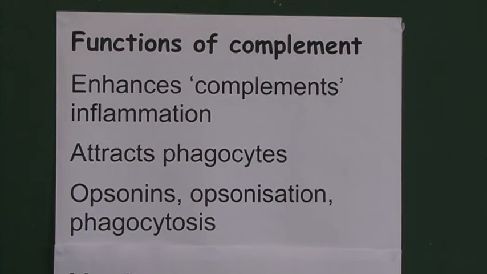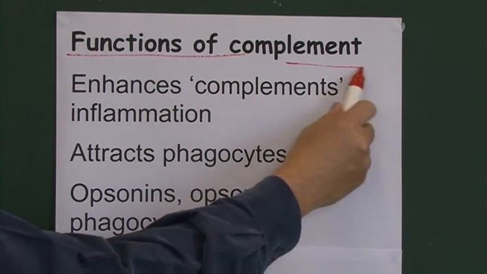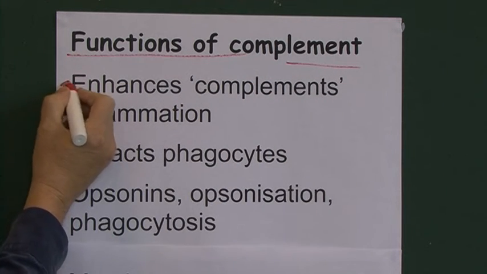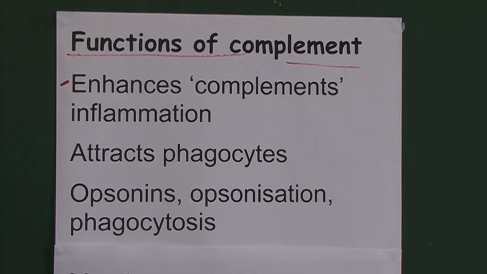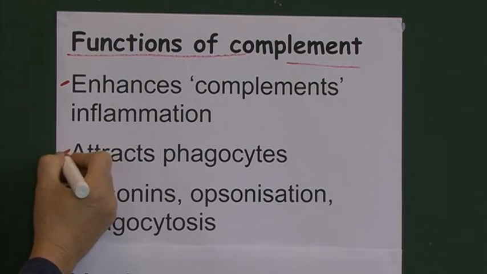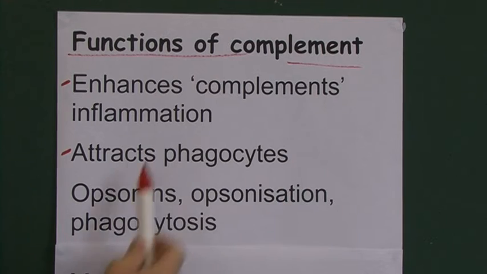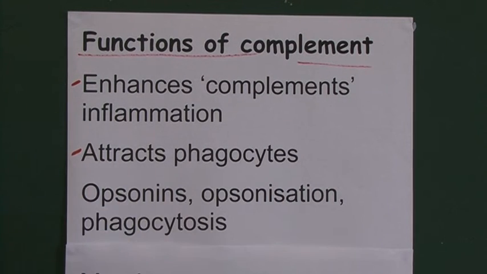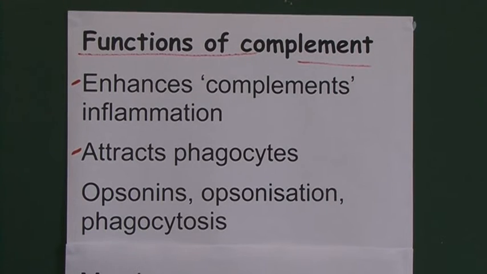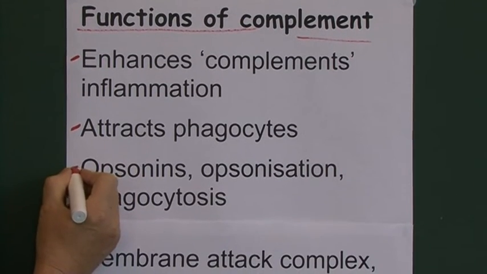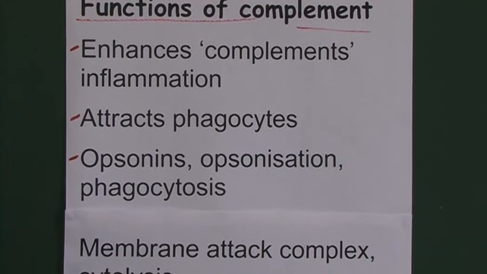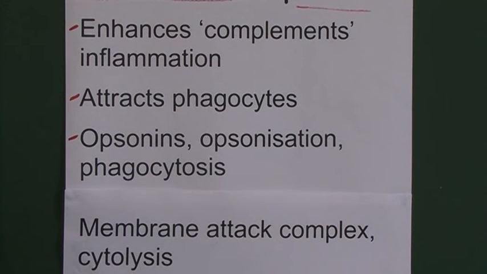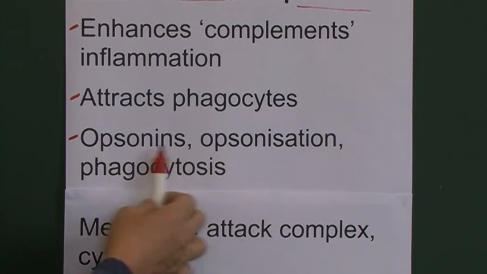So just to review the functions of complement, it enhances or complements the inflammatory process. As part of that, it attracts phagocytes, the macrophages and the neutrophils, to phagocytose infection and dead body cells. It can also act as an opsonin. Remember from phagocytosis, these opsonins, under the process of opsonization, label material that needs to be phagocytosed. Then the phagocytes come along and do it.